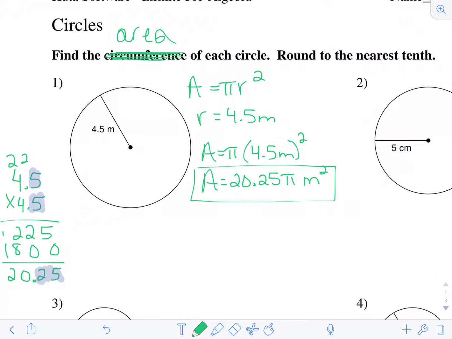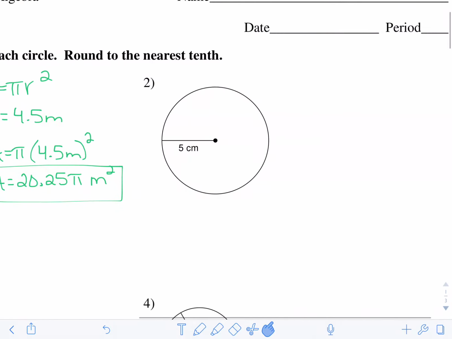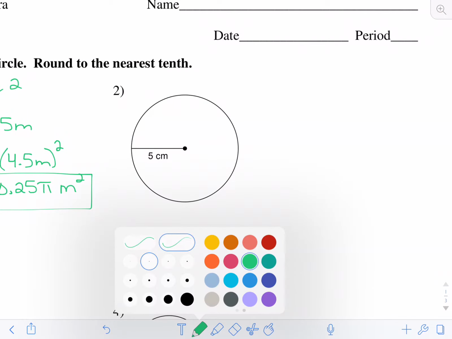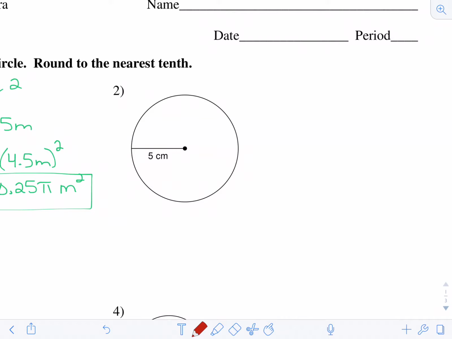So all we're doing today is taking the radius and squaring it, which means that we are going to multiply it by itself. Okay, so here's number 2. Now, some of them are easier. Not all of them are decimals. So, look at number 2.